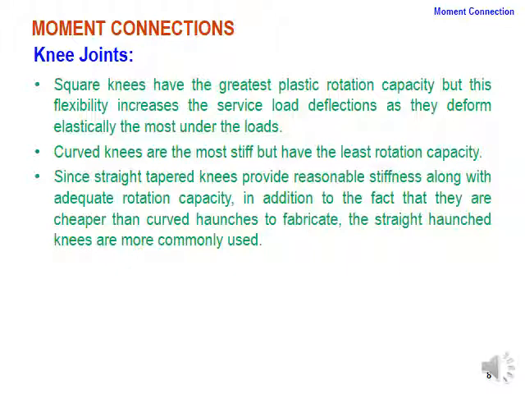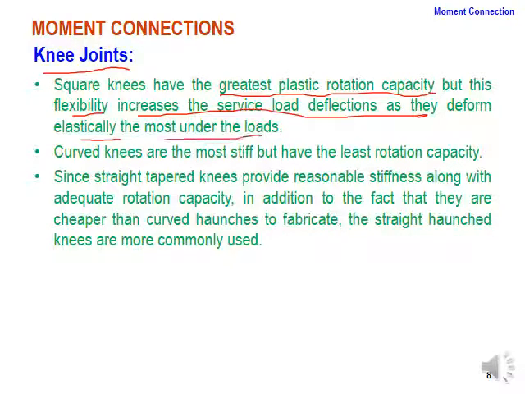Now we are going to discuss different aspects for the knee joints that need to be considered for different types of knees. These aspects are very important to be discussed before discussing the design criteria. Your square knees have the greatest plastic rotation capacity, but this flexibility increases the service load deflections as they deform elastically the most under the loads.